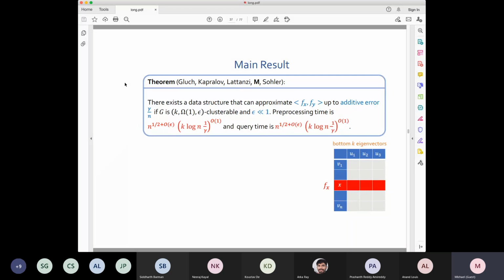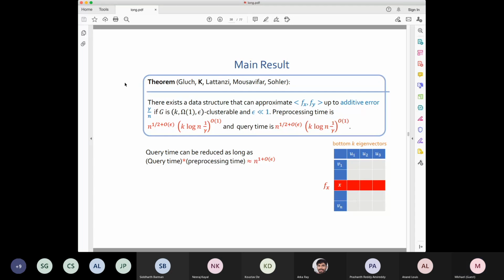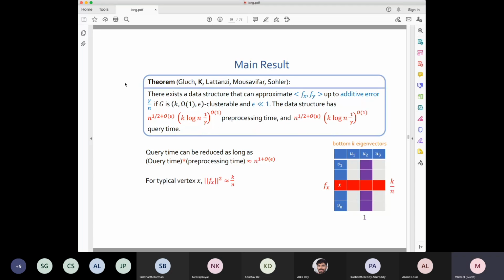So this dot product access has some additive error, and the additive error is specifically some precision parameter gamma divided by n, and we're polynomially dependent on this precision parameter gamma. But just let me say that this is the right amount of additive error. This is because for a typical vector, fx, the length of a typical vector in the embedded space is about k divided by n, the length squared. So really, this is the amount of additive error at which you start getting non-trivial results, and as I will show, this suffices for clustering.